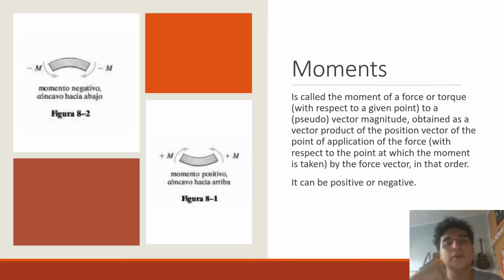Now I'm going to talk to you about moments. It's called the moment of a force or a torque with respect to a given point, a vector magnitude obtained as a vector product of the position vector of the point of application of the force. This is like when we have a beam, at the point where we have the load or the force, we multiply it by the length of the beam or the distance to the origin of the beam. We can have positive moments or negative moments, like we can see in the images.